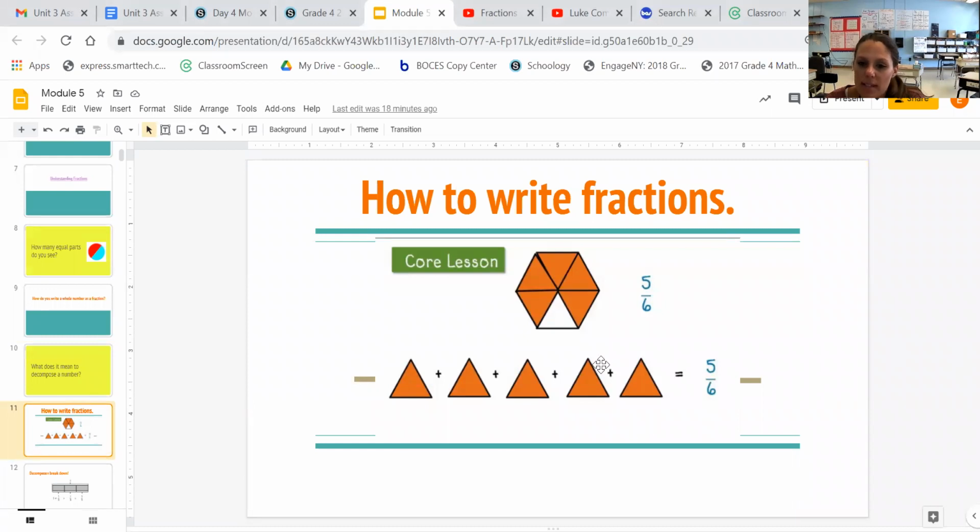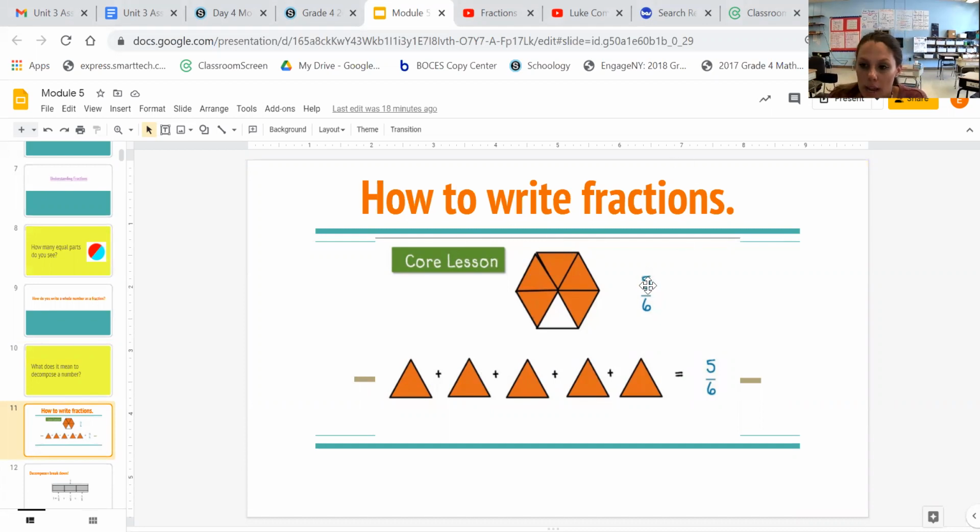I wanted to show you an example of how we write our fractions. So we know the whole object would have 1, 2, 3, 4, 5, 6 pieces, right? 6 would equal 1 whole. 6 divided by 6 is 1. But this one, only 5 of the parts are colored in.